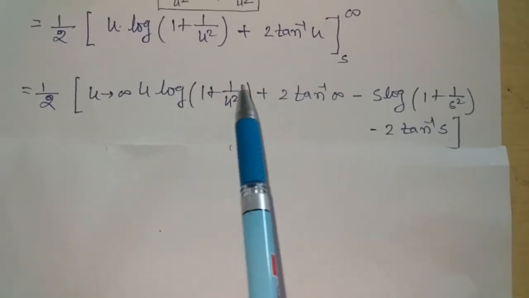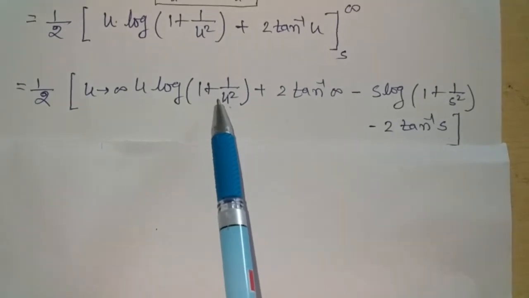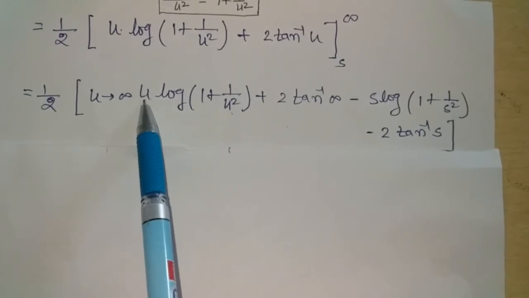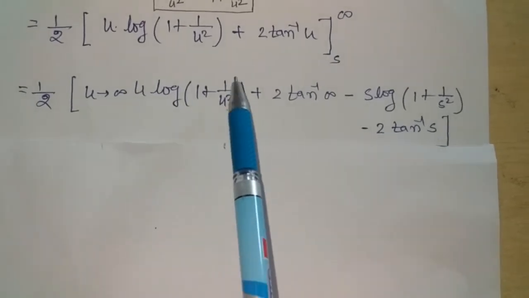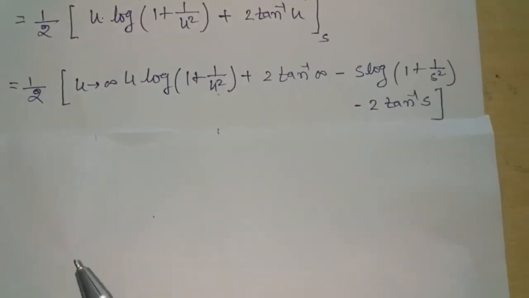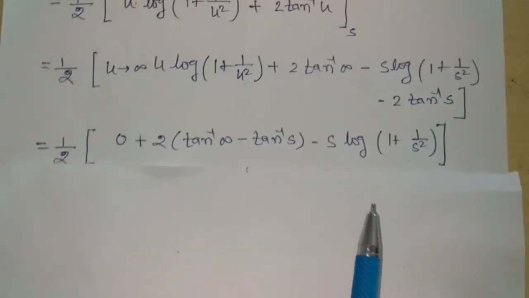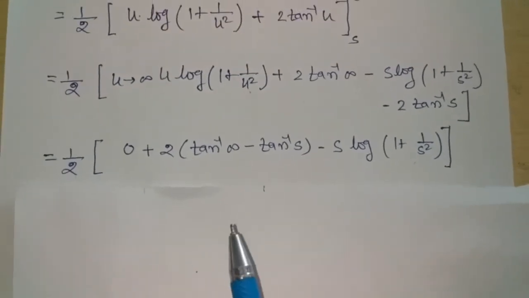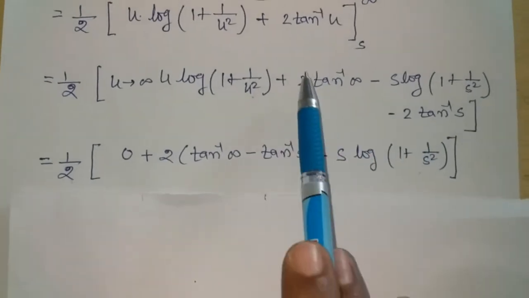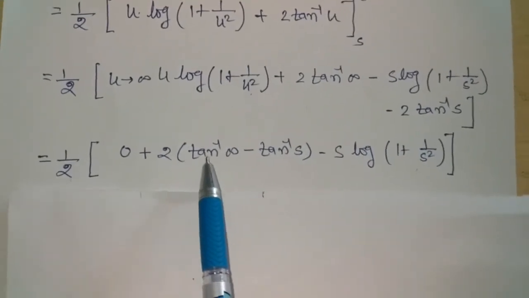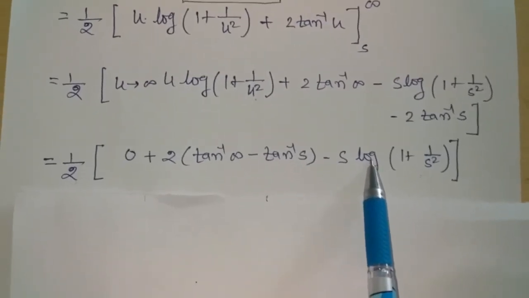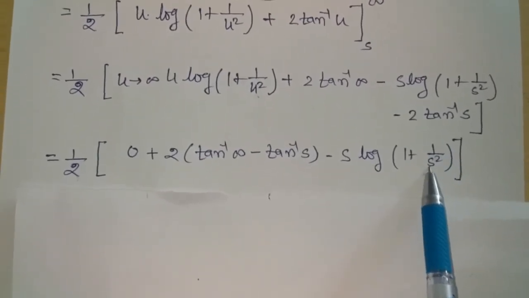Now u tending to infinity gives 1/∞ = 0, plus 1 is 1, and then we get log 1 multiplied by u tending to infinity. But log 1 is 0, so 0 multiplied by anything gives 0. So we have 1/2 [0 plus, from these two terms we take 2 common and we get 2 (tan⁻¹∞ minus tan⁻¹s) minus s log(1 + 1/s²)].